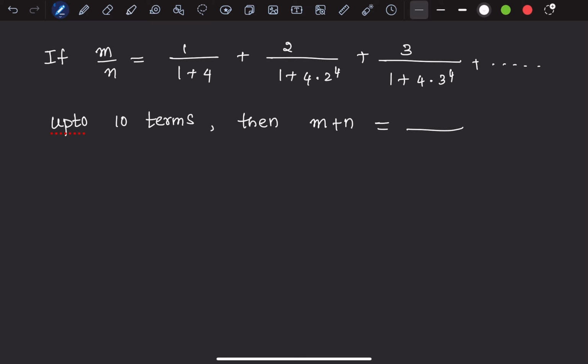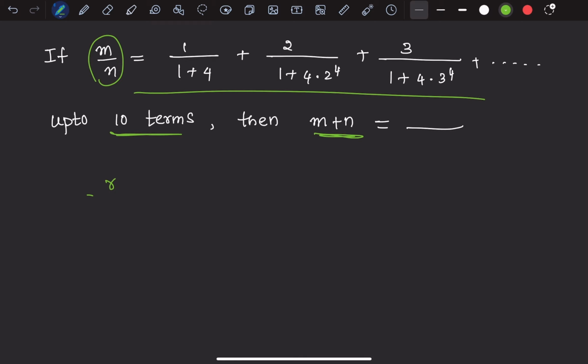This question is from the topic sequences and series. So you have this series given, and this will be equal to m upon n, and there are 10 terms that you have to consider. So then you have to figure out the value of m plus n. So let us write the general term of this series. So the general term will be r divided by, so here you have 1, 2 and 3. So the first term will be 1, second term will be 2, third term will be 3.